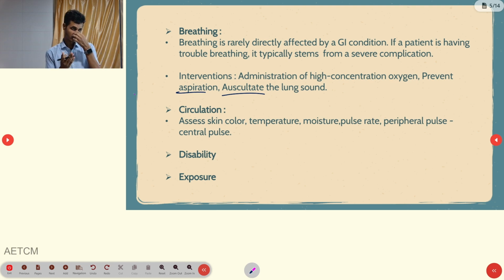Circulation-wise, again we have to assess the color, temperature, moisture, pulse rate, peripheral pulse, and central pulse. Here we should not only check whether the pulse is present or not. That is one factor. At the same time, the quality of the pulse is most important, and the rhythm of the pulse is most important. So these are some additional factors we have to think about.